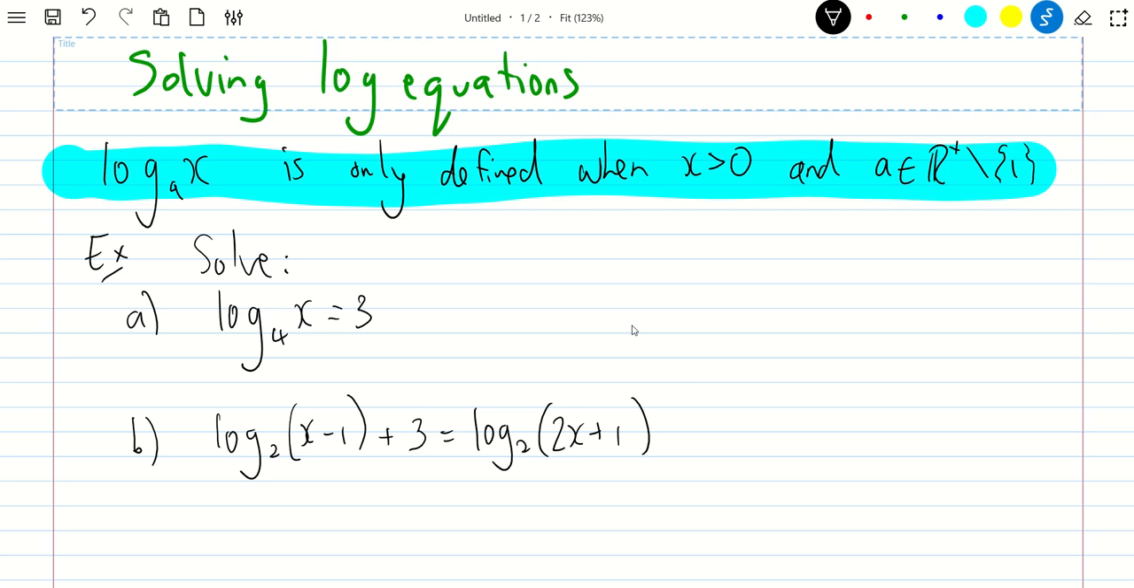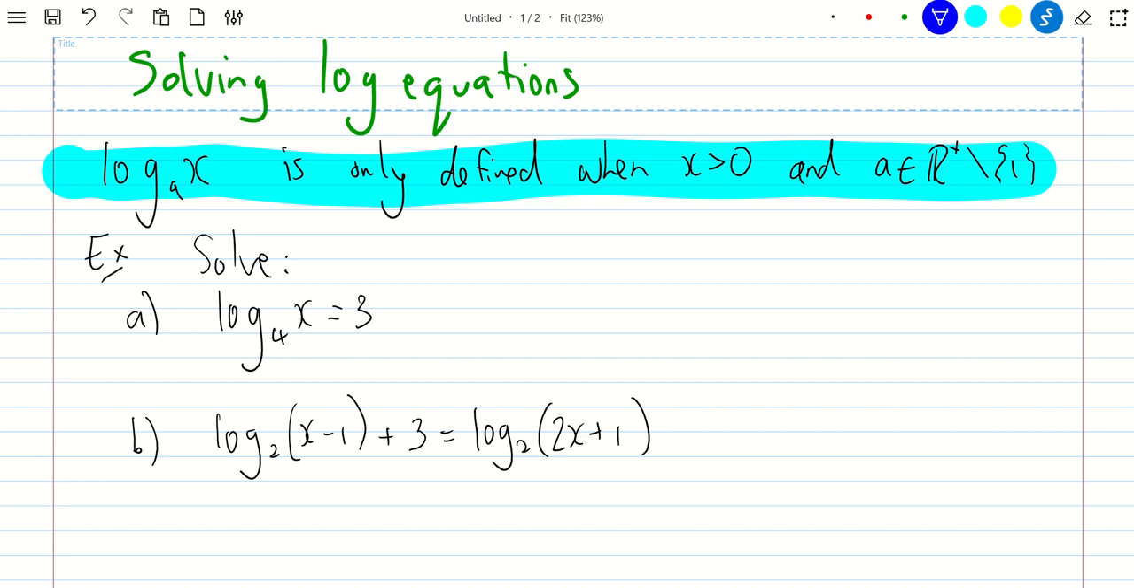G'day everyone. A bit of a quicker video today, but we're just going to have a look at how to solve some log equations. These can be a little bit tricky, but they follow a lot of the same principles that we've had before with solving equations. So in some ways they're not too bad. But just remember all your log laws. All right, so let's have a look at some.